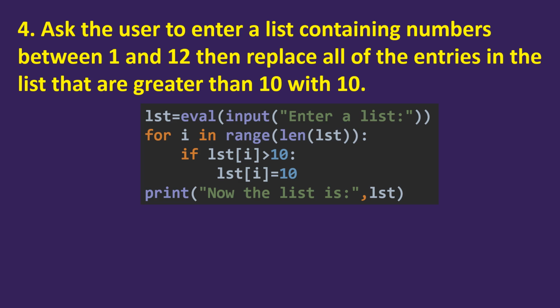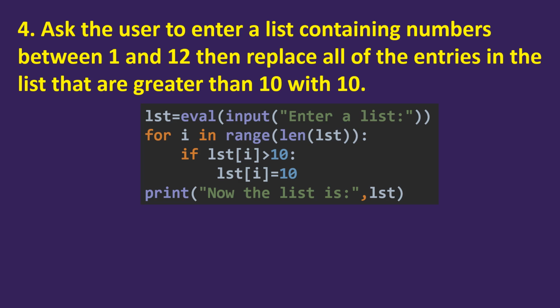So for i in range(len(lst)), it will iterate through all the elements. If lst[i] is greater than 10, that means the element present at index number i is greater than 10, then assign that particular index value with 10. Okay, so lst[i] = 10. In that way, all the values present in the list will be iterated, and whichever value is more than 10 will be replaced with 10.